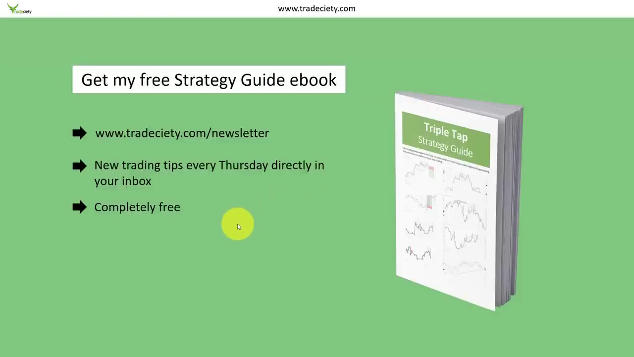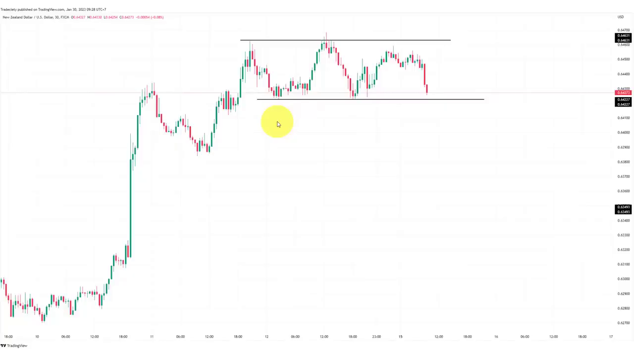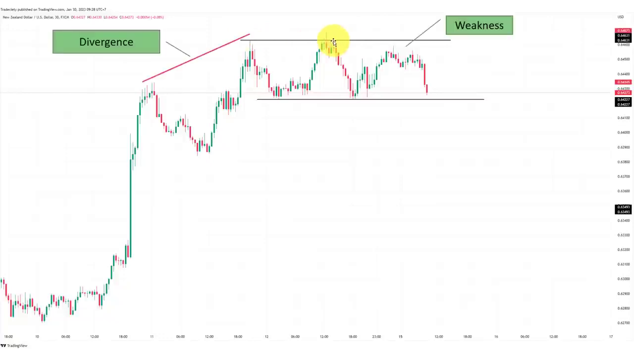The next pattern is the double top. The double top is an exhaustion pattern and it occurs as well in an uptrend. The market is coming from a strong uptrend and then it's finding resistance here at the height. The market is not able to advance further.